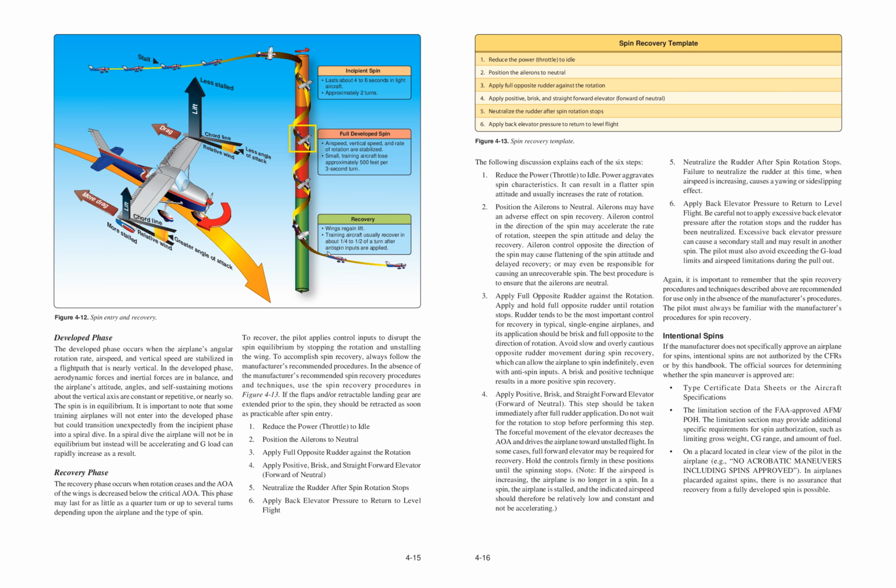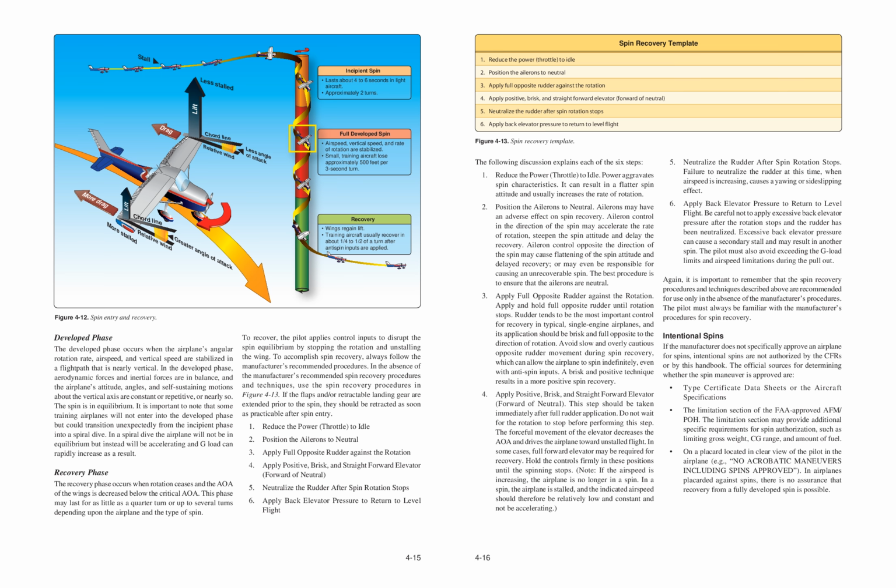The following discussion explains each of the 6 steps. 1. Reduce the power, throttle, to idle. Power aggravates spin characteristics. It can result in a flatter spin attitude and usually increases the rate of rotation. 2. Position the ailerons to neutral. Ailerons may have an adverse effect on spin recovery.